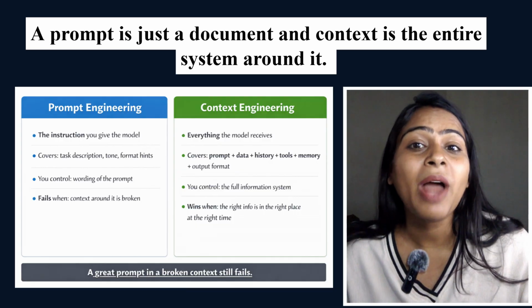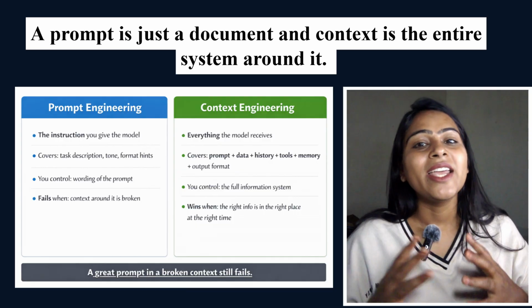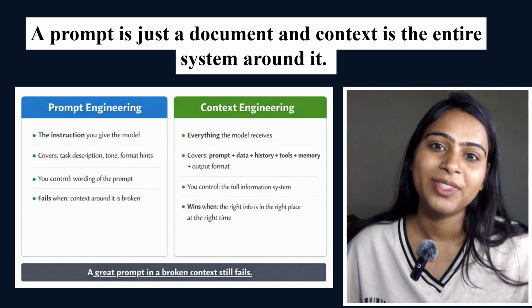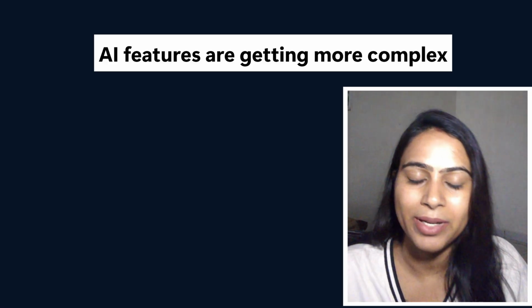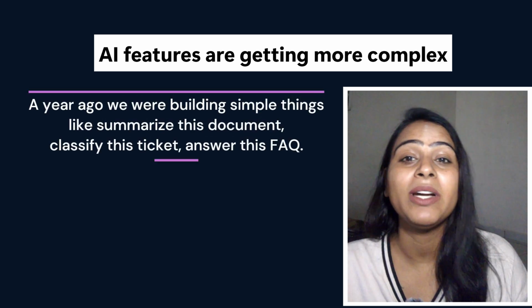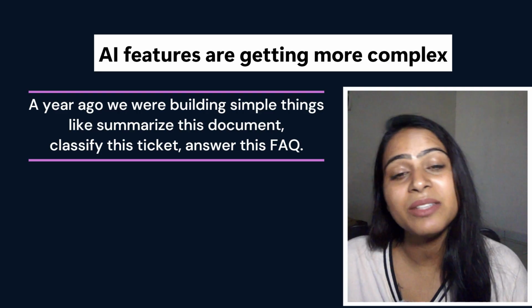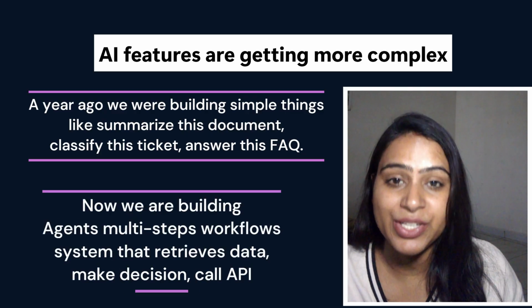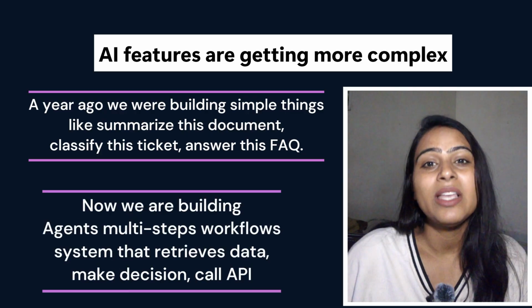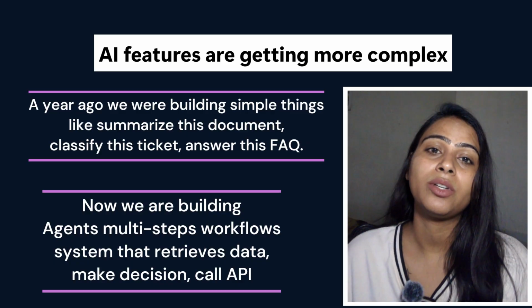So here's the shift I want you to make after this video. Stop asking, is the prompt good enough? Start asking, is everything the model received good enough? Okay, now you might be thinking this sounds important, but is it really urgent for me now? I'll give you two reasons. First, your AI features are getting more complex. A year ago, most teams were building simple things like summarize this document, classify this ticket, answer this FAQ. But now we are building agents, multi-step workflows, systems that retrieve data, make decisions, call APIs.